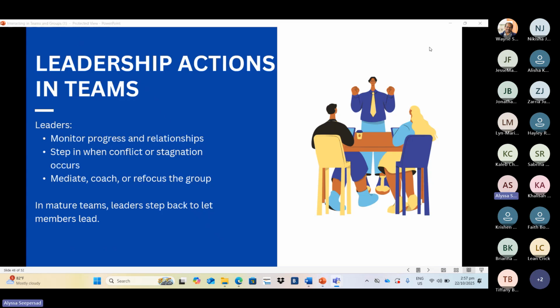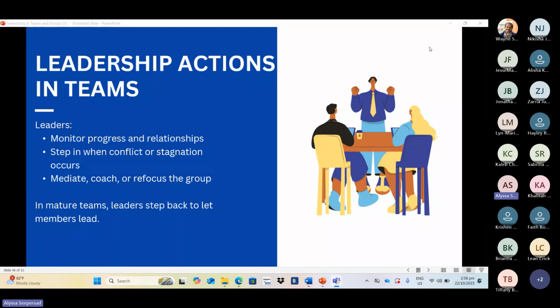Moving on to leadership actions in teams. Leaders must monitor progress and relationships. They step in when conflict or stagnation occurs, and they also mediate, coach, or refocus the group. In mature teams, leaders step back to let members lead.